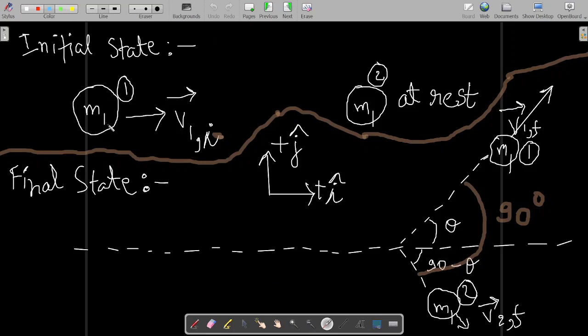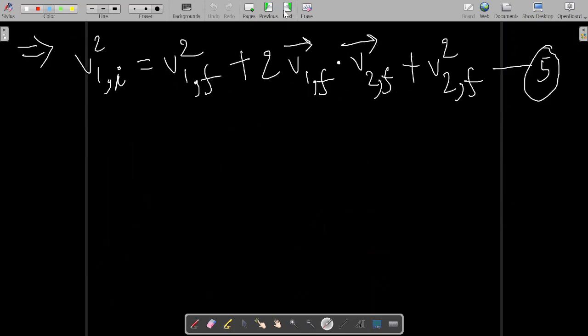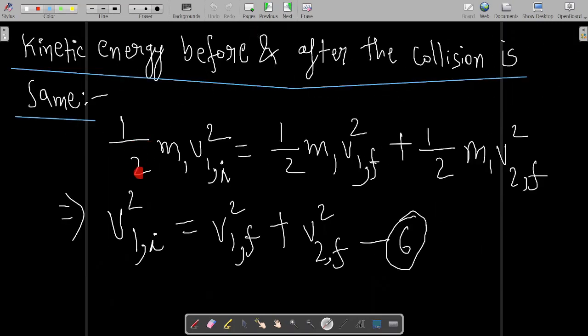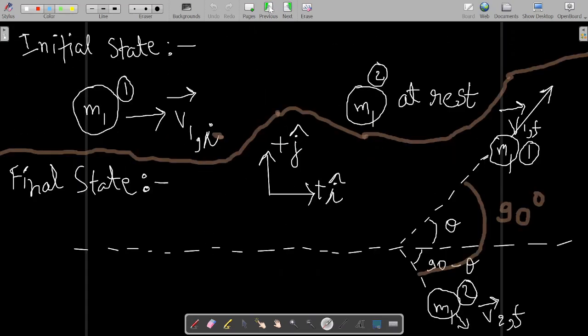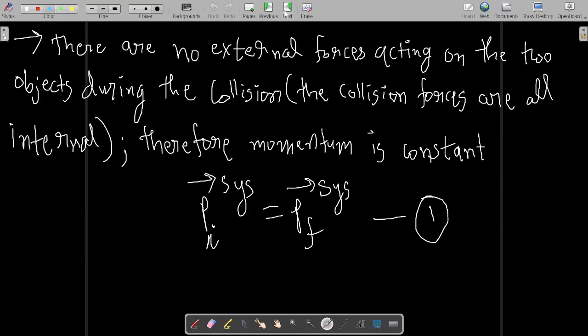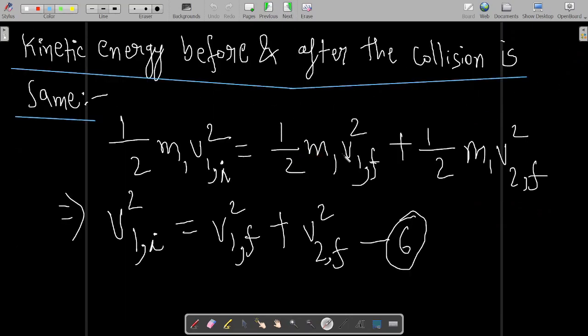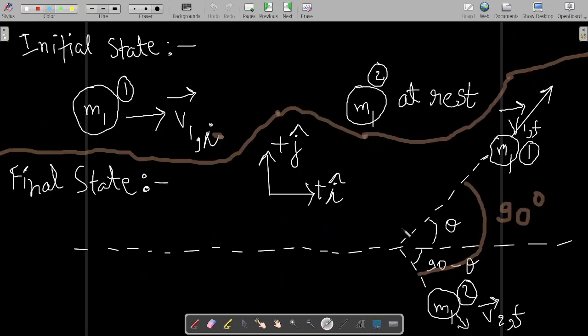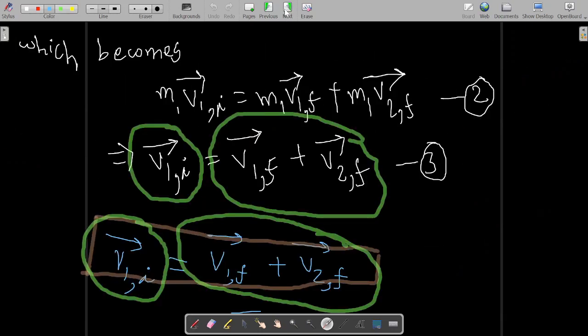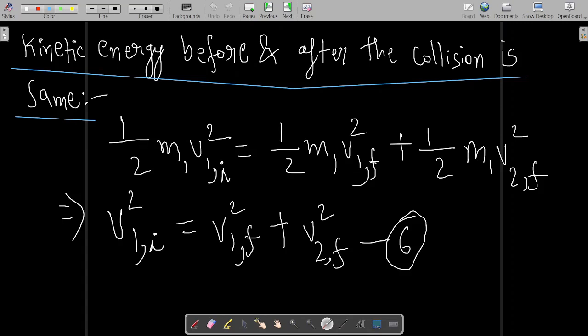Over here, initial half m1 v1,i square. Okay, so half mv square is the kinetic energy. So the initial kinetic energy is half m1 v1,i square. Then what will be the final? The final will be half m1 v1,f square, then half m1 v2,f square. Okay, so that is the final kinetic energy. That is the thing which we have written.